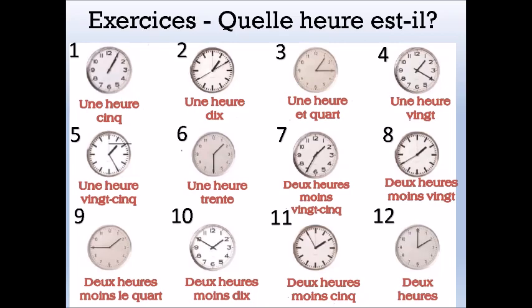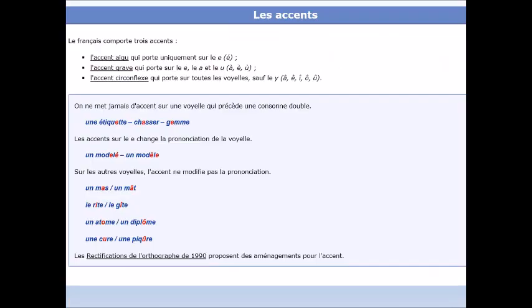Excellent. Alors, on va passer aux accents. Le français comporte 3 accents. There are 3 main accents. L'accent aigu, which looks like this. L'accent grave qui porte sur le E, le A ou le U. L'accent circonflexe qui porte sur toutes les voyelles, as you can see here. So I will not go through this all, but we will maybe look at this a bit in class if you like.